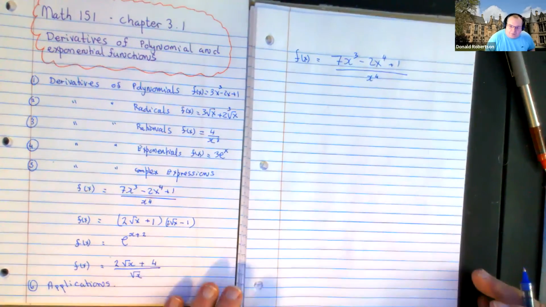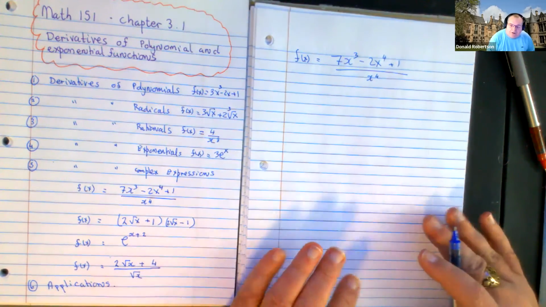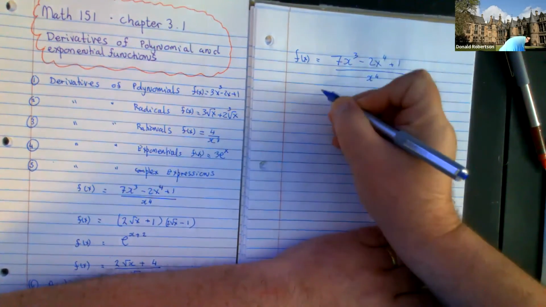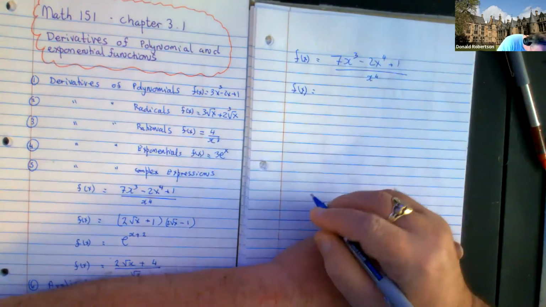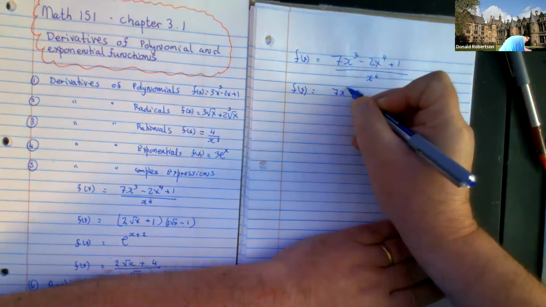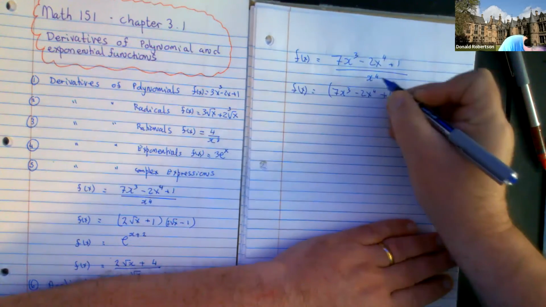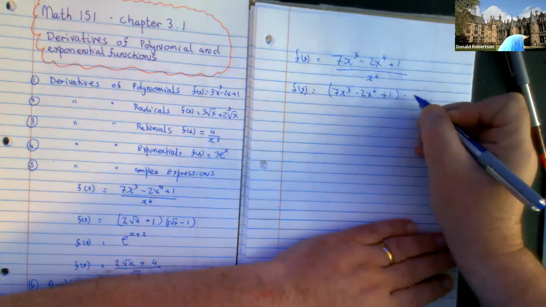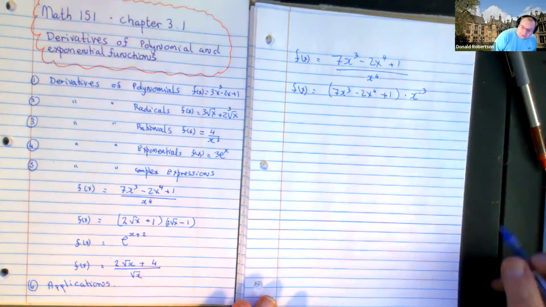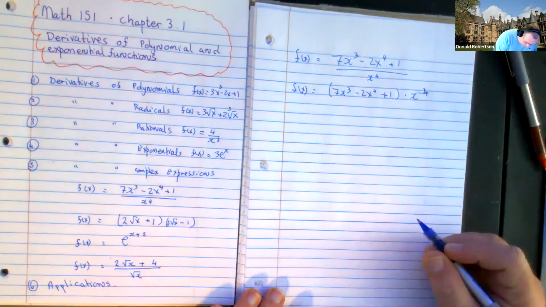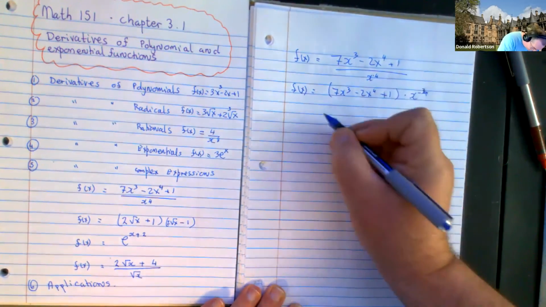Right. This is not the only way algebraically to do what I'm about to do, but this is one of the ways. I cannot differentiate this fraction the way it's written. So I'm going to rewrite it as a multiplication. Instead of dividing by x to the 4, I'm going to multiply by x to the negative 4.